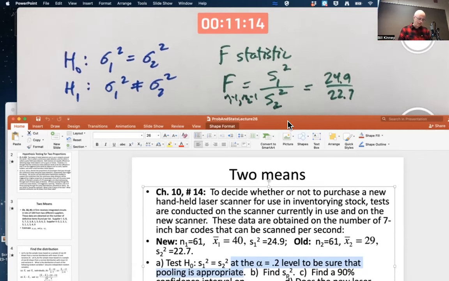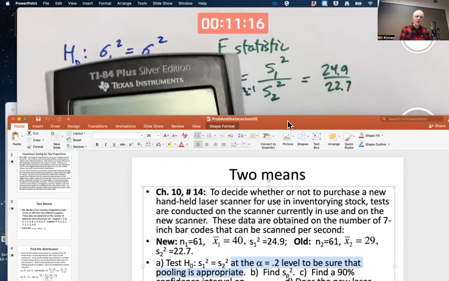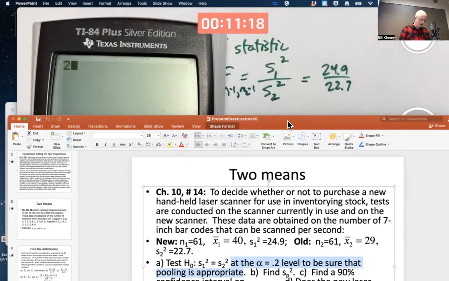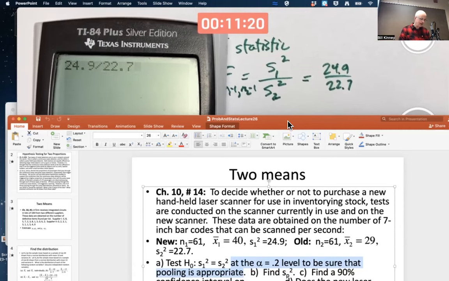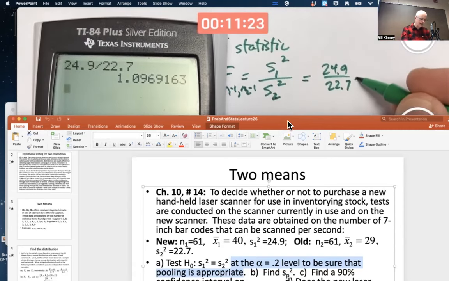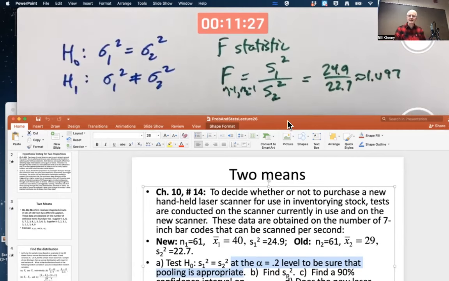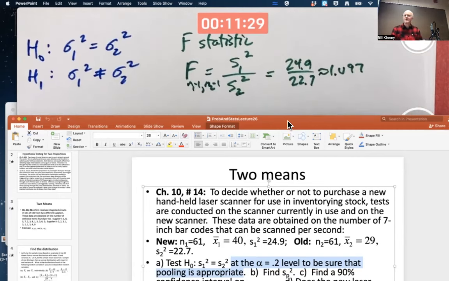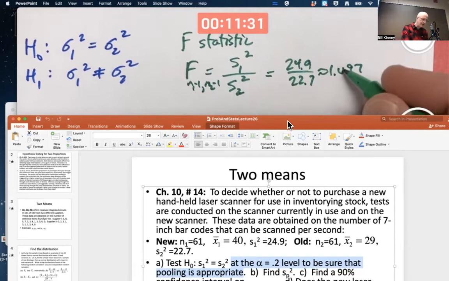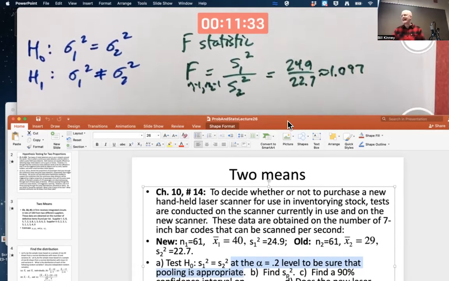Anyway, what does this number end up being? 24.9 divided by 22.7. It's about 1.097. Okay, well, who cares? What is this all about? We're trying to decide, are the population variances the same or not?